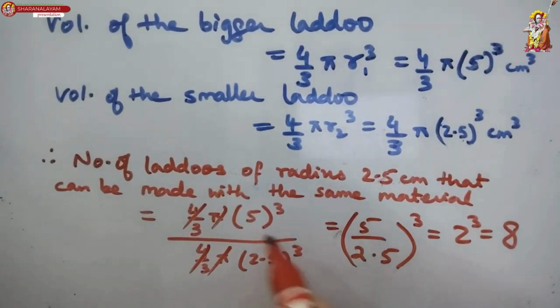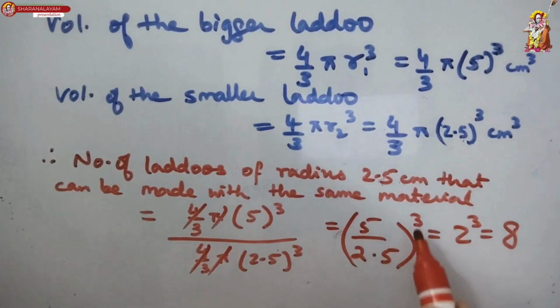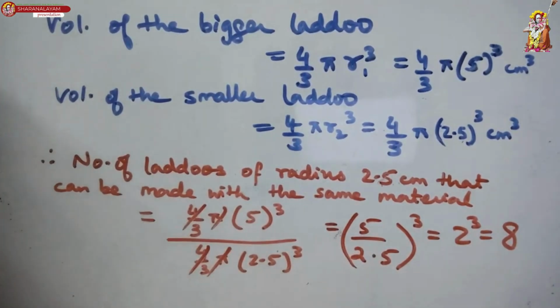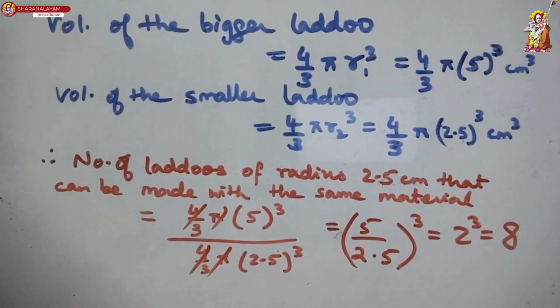Why? Because 5 cube upon 2.5 cube is nothing but 5 upon 2.5 the whole cube. Now 5 upon 2.5 is 2 because 2.5 times 2 is 5. So 2 cube equals 8. So this is the simplest calculation. So that's why it's always preferable to keep the calculations for the final step, so that all necessary cancellations, striking out common factors, will be easy.